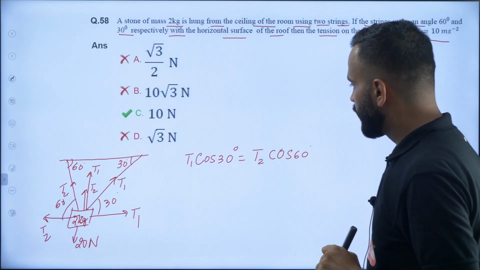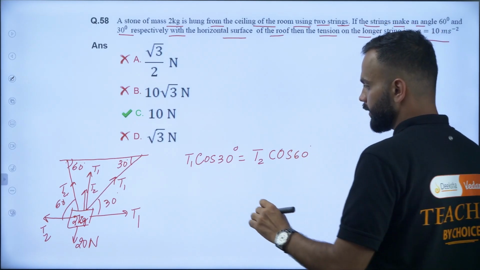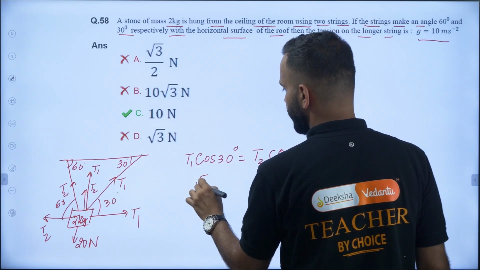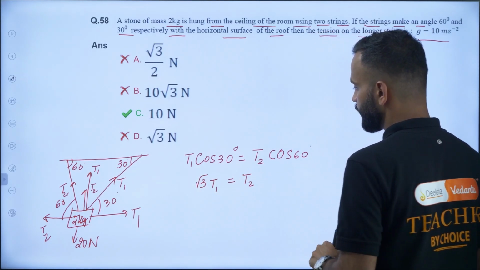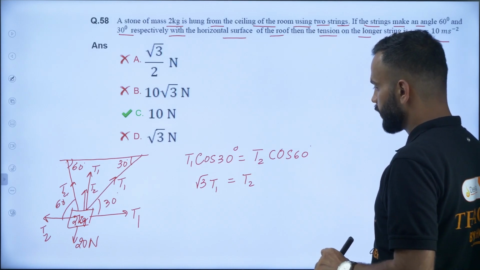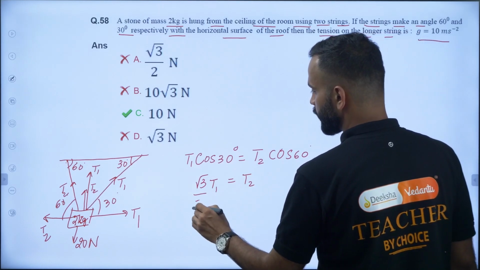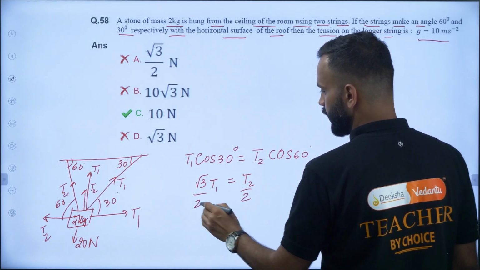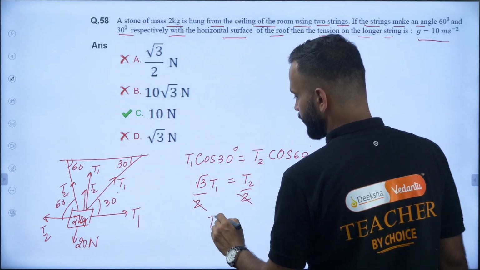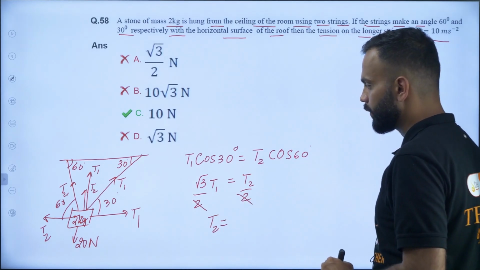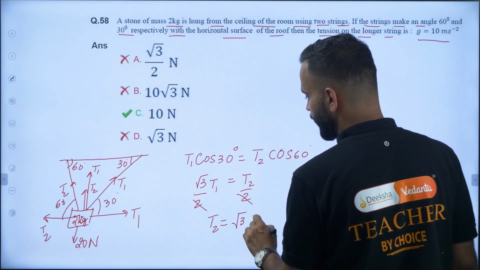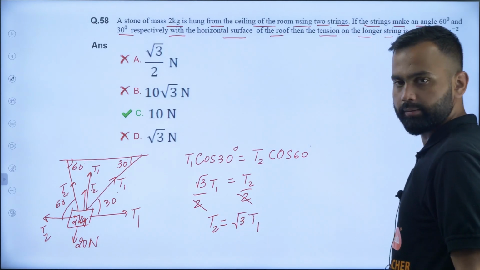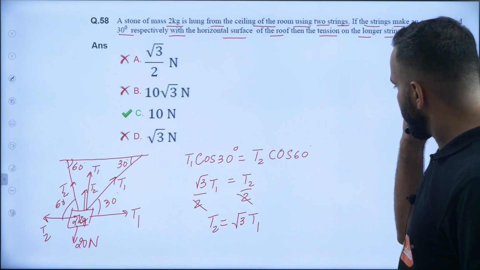So what is cos 30 degrees? It is root 3 by 2. So root 3 by 2 into T1 is equal to T2 into cos 60 degrees, which is 1 by 2. The 1 by 2 will get cancelled. So T2 is equal to root 3 times T1, isn't it?